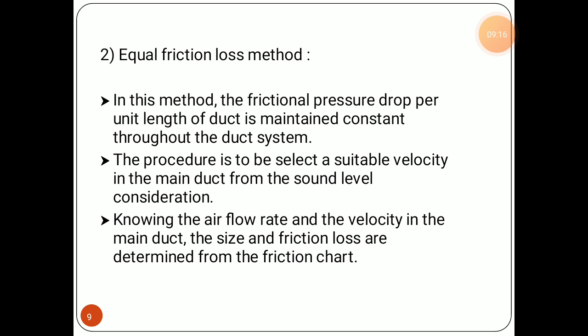Also, we can use the Darcy-Weisbach as well as Chezy's equation. In the Darcy-Weisbach equation, HF is equal to 4FLV squared upon 2GD, where F is the coefficient of friction, L is the length of duct, V is the velocity of air which is flowing inside the duct, and D is its equivalent diameter.